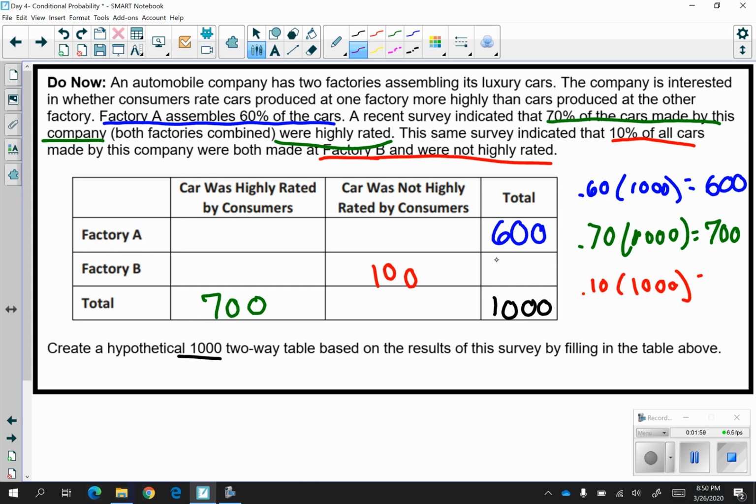So 600 plus 400 is 1,000. 700 plus 300 is 1,000. 200 plus 100 is 300. 400 plus 200 is 600, and 400 plus 300 is 700. Just double check both ways, going up and down and left to right, to make sure everything checks out before you're done.